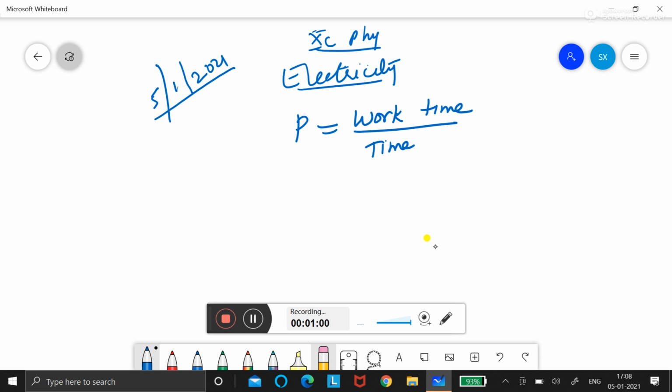So P is equal to work done by time taken. P is power. So P is equal to W by T. The SI unit of power is watt. You have to put it like this when you write it.